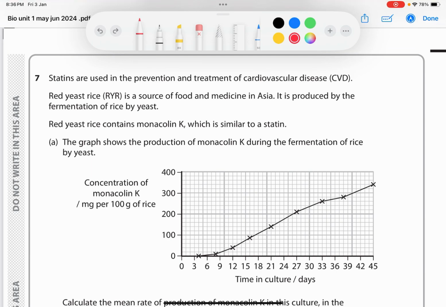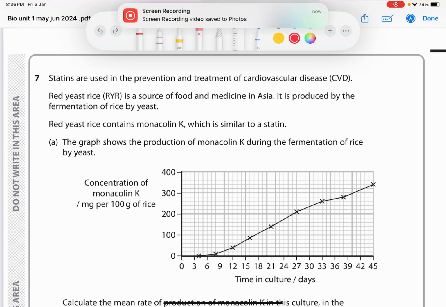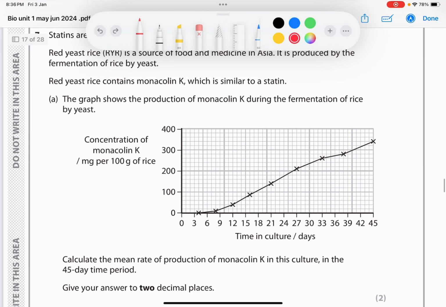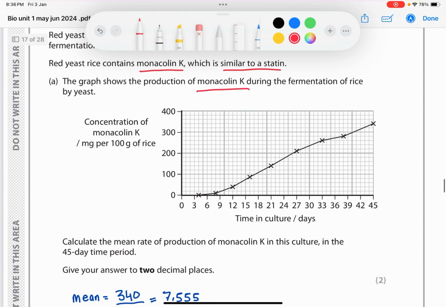Moving on. Statins are used in the prevention and treatment of cardiovascular disease. Red yeast rice, RYR, is a source of food and medicine in Asia. It is produced by the fermentation of rice by yeast. RYR contains monacolin K, which is similar to a statin. The graph shows the production of monacolin K during fermentation of rice by yeast. Over here, we've got the concentration of monacolin K, and here we have the time.